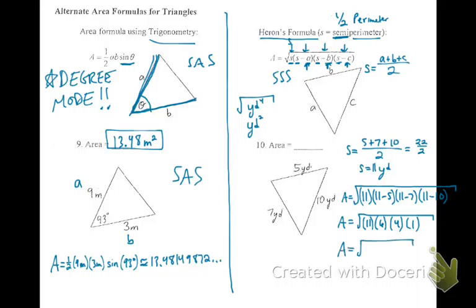Now let's multiply all 4 of those numbers together. If we multiply the 11, the 6, the 4, and the 1, we get 264. Now that's something we can take the square root of. So A, the area, is going to be approximately 16.24807681. We just need to round to the nearest hundredth again. 16.25 yards squared.